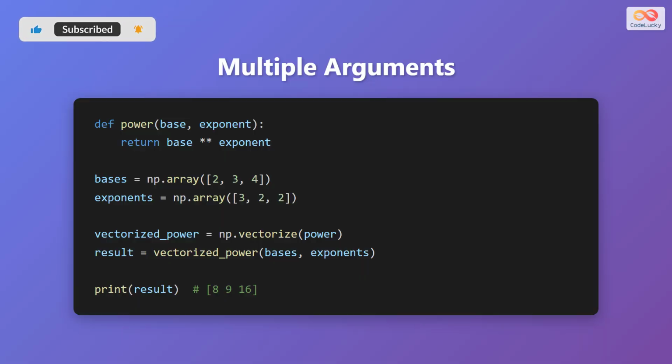np.vectorize also works with functions that take multiple arguments. Here we define a power function that takes a base and an exponent and returns base raised to the power of exponent. We create two arrays. Bases contains 2, 3, and 4, while exponents contains 3, 2, and 2. After vectorizing the power function, we call it with both arrays. The function operates element-wise on corresponding pairs, giving us 8, 9, and 16 as the result.